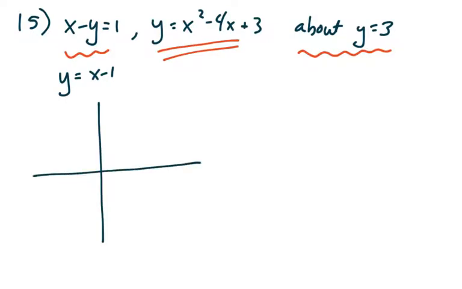So that's a slope of 1 and a y-intercept of negative 1. Okay, there's that one there. Now, to do this parabola over here, probably the best thing to do is try to figure out where the x-intercepts are. So let's solve for the zeros by factoring it.